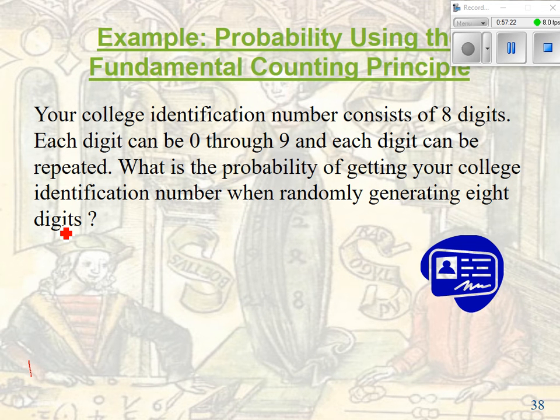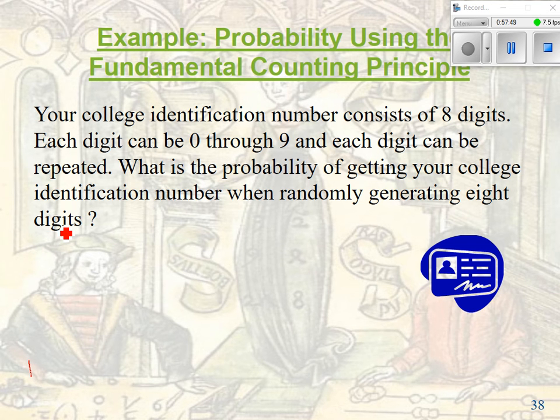Probability using the fundamental counting principle. Your college identification number consists of 8 digits. Each digit can be 0 through 9, and each digit can be repeated. So that means you could have all zeros or all nines, or you could have a 0, 0, 1, 1, and so on and so on. What's the probability of getting your college identification number when randomly generating 8 digits?